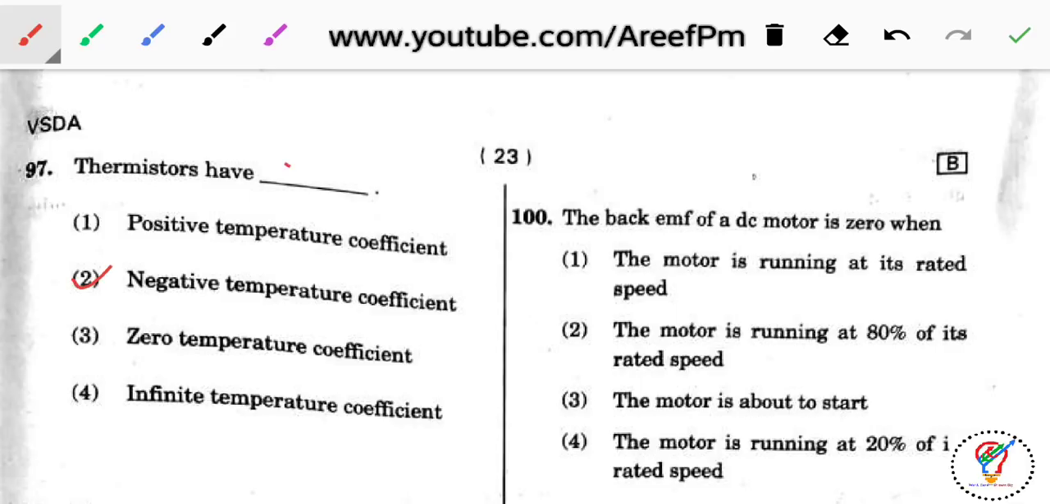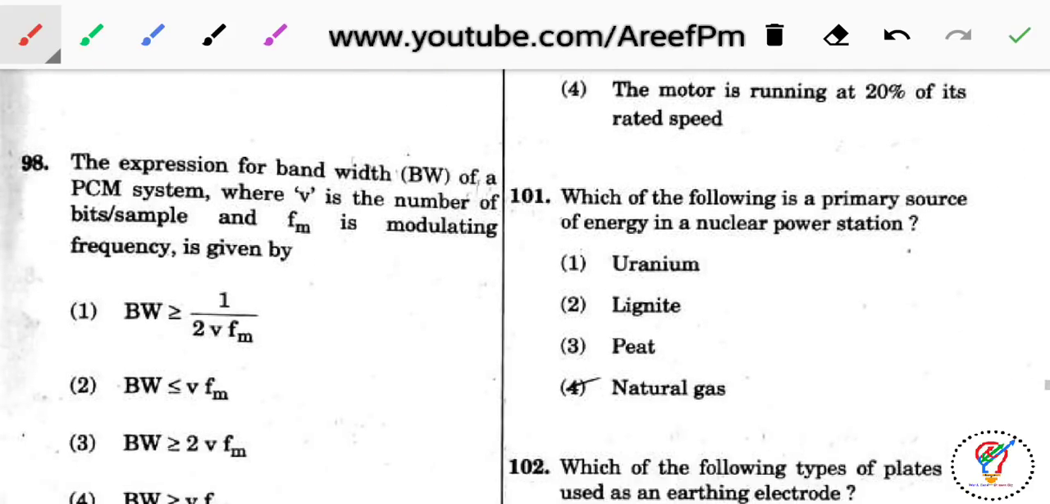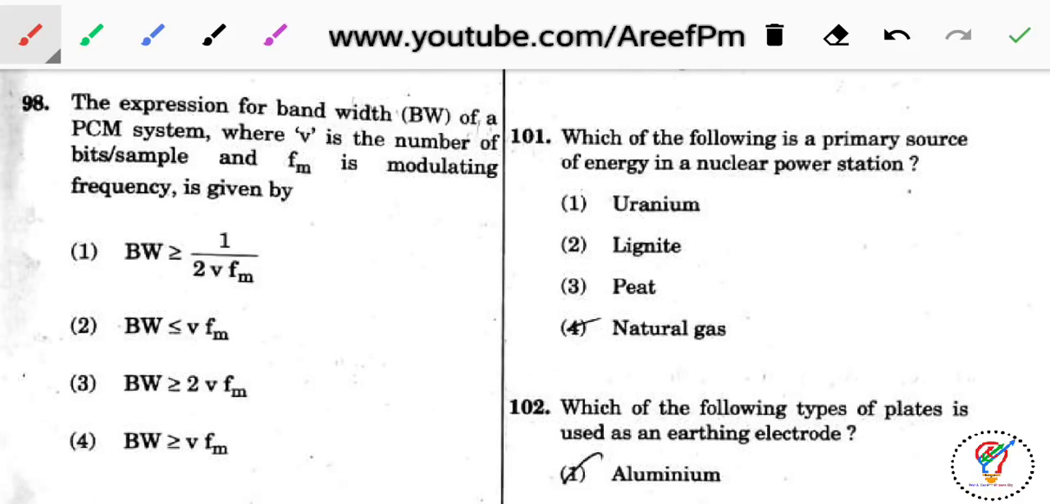What's the meaning of that is, as you are increasing negative temperature coefficient, resistance increases as the temperature decreases. So this kind of thing happen generally in case of semiconductors and insulators. 98 question here. So 98 question, the expression for the bandwidth of a PCM, where V is the number of bits of same sample and FM is a modulating frequency, is given by. So 98 it is, the bandwidth should be greater than VFM here.